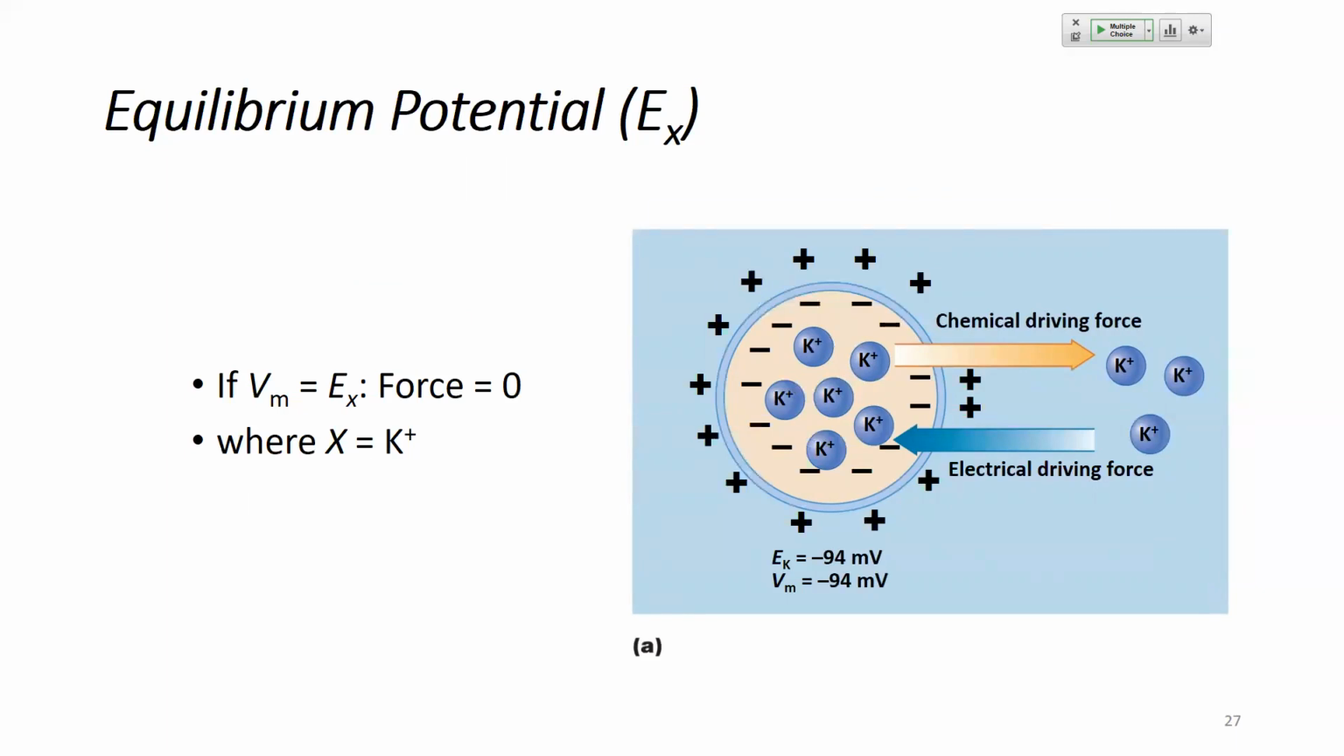And just to reiterate that, if the membrane potential, which is indicated as Vm here, is equal to the equilibrium potential of the ion in question, whatever that ion is, then the force is equal to 0. Everyone understand that? Any questions on that bit so far? Any questions?